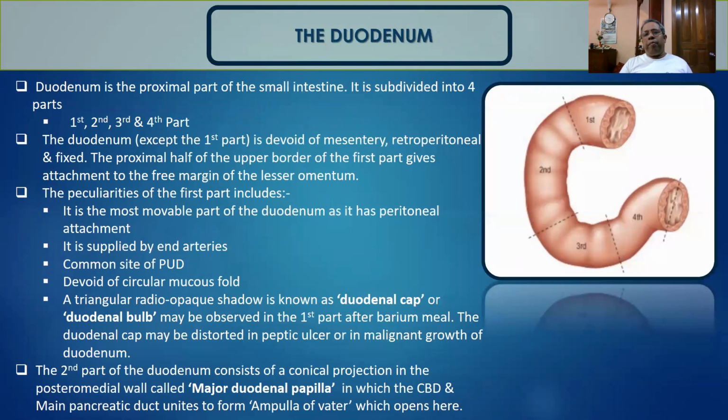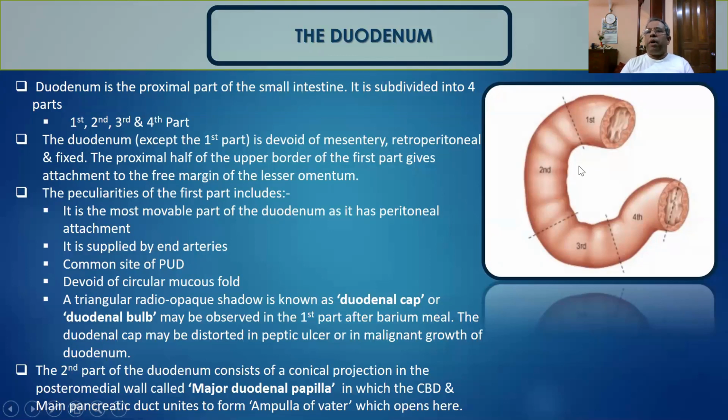So what about the duodenum? We are more oriented towards the stomach, not towards the duodenum. But the duodenum is a very important part of the GI tract. It has a curved course, just like a C. Some part is ascending, some part is descending, some part runs transversely, and some part is ascending again. So this is the duodenum. This is the first part of the duodenum, then the second part, third part, and fourth part.